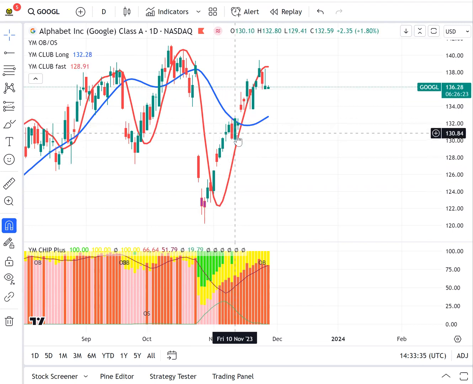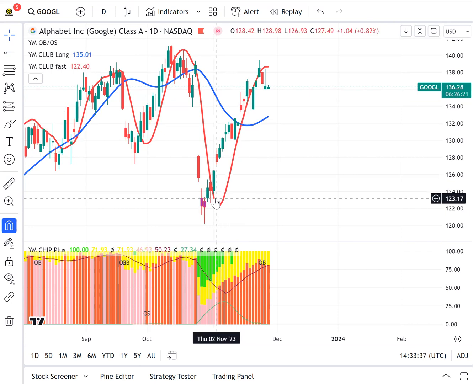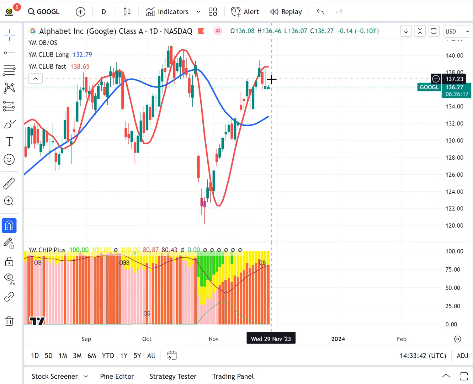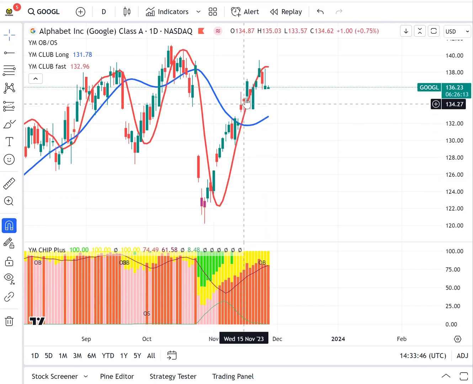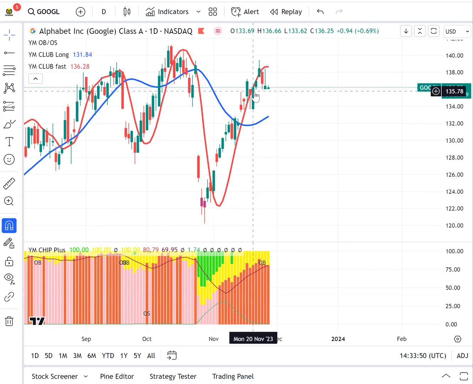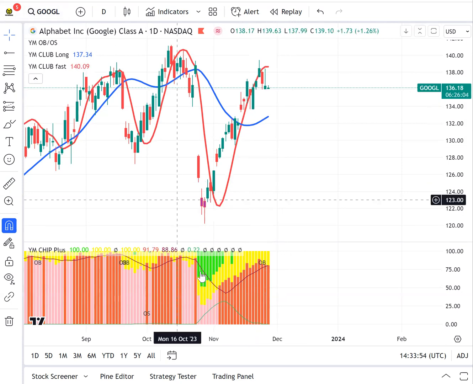Here they have some resistance, but they are still above this red line. So do we have a cut gain signal? No, so you hold it. It goes up again. Now we are under this red line, but we don't have an overbought signal yet. Okay, this is Google.